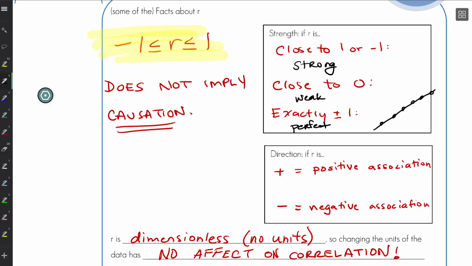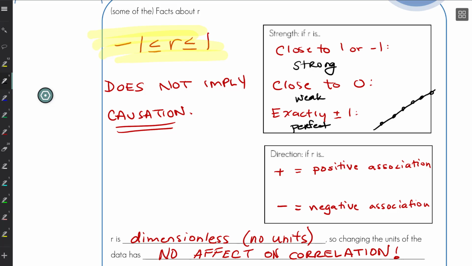Now, since correlation can take either positive or negative values, this should be pretty obvious: direction is positive if the sign is positive. If R is a positive 0.8927 like we saw in the last example, then it's a positive association. If the correlation coefficient is negative, then we have a negative association between our two variables. So that should make sense.